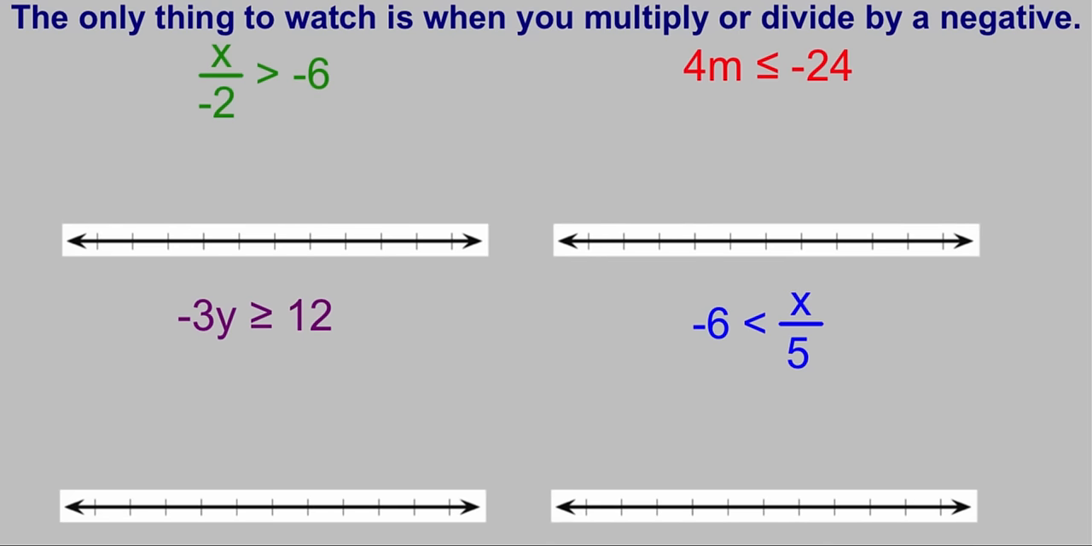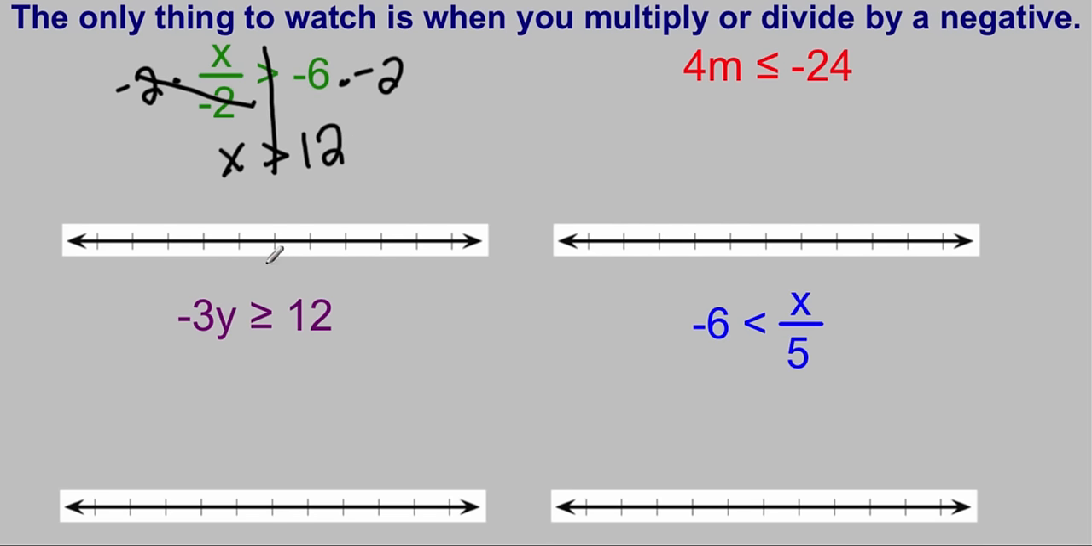So we're going to do both of the top two and then stop to have a little discussion about what we see. So I'm going to start with this one. x over negative 2, meaning x divided by negative 2, is greater than negative 6. They divided by negative 2, so I'm going to multiply by negative 2. Don't forget to take that negative with you when you multiply. Multiplying by negative 2 and dividing by negative 2 cancel out to give us a 1, or just plain x. And then negative 6 times negative 2 is positive 12.